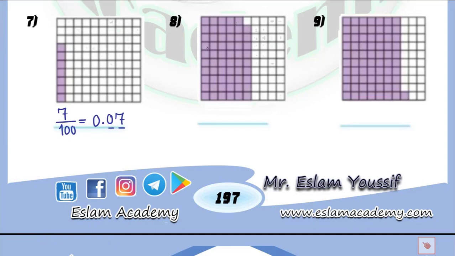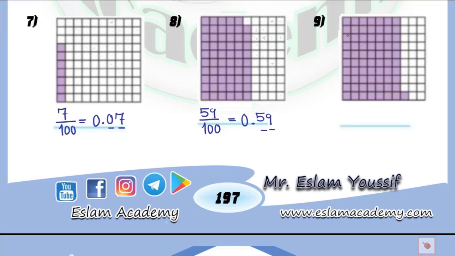In question number 8, you will find that we have 5 full shaded columns. Each one of them represents 10. So we have here 10, 20, 30, 40, 50. It means we have 50. And if you count the small squares, you will find that there are 9. So we have 59. 59 out of 100 small squares. Just write 59. And because we have 100 down, I will start counting 2 digits, then put the decimal point. So it will be 0.59.